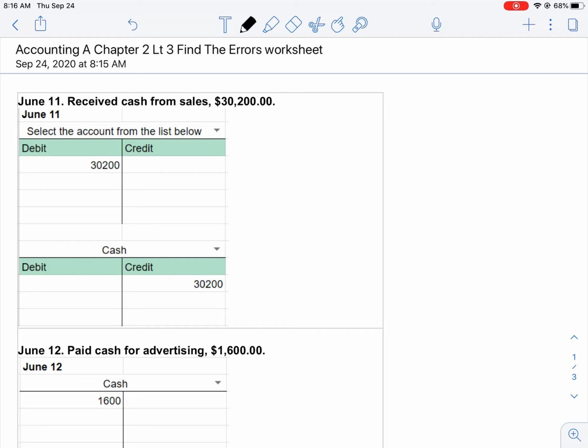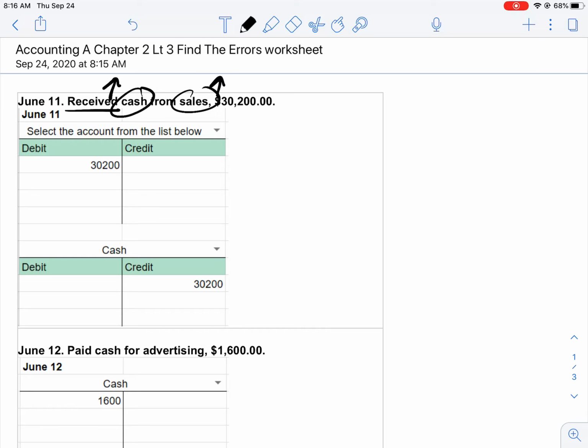So here we go. June 11th, we received cash from sales. I'm going to start off the transaction like I do every one. I'm going to circle the nouns, underline the verb. I'm going to receive cash. In this situation, cash is going to be going up. Sales, which is an owner's equity account, is also going to be going up.